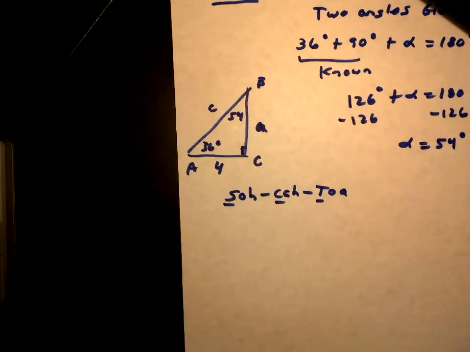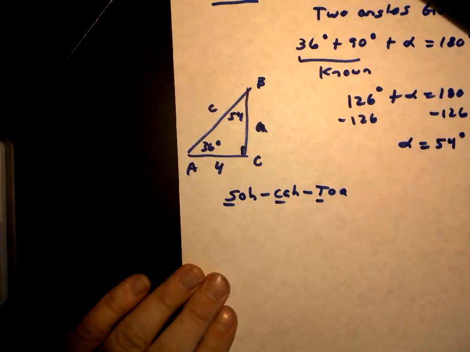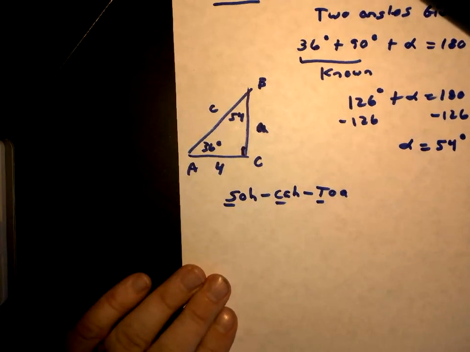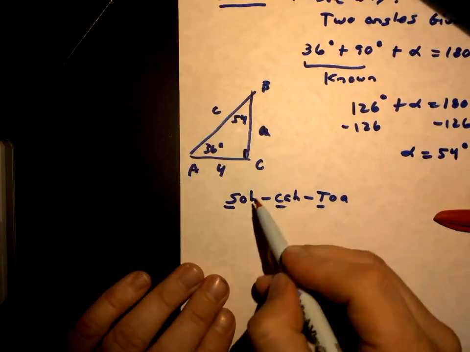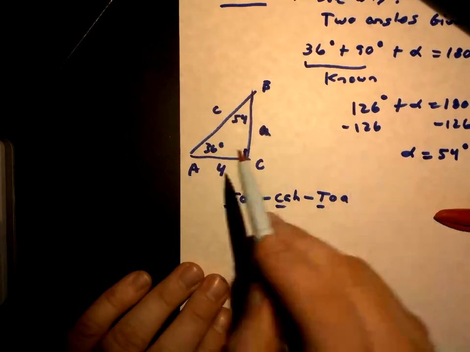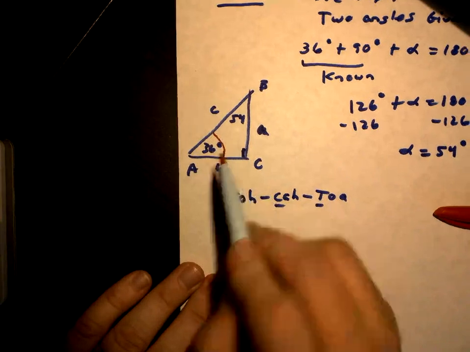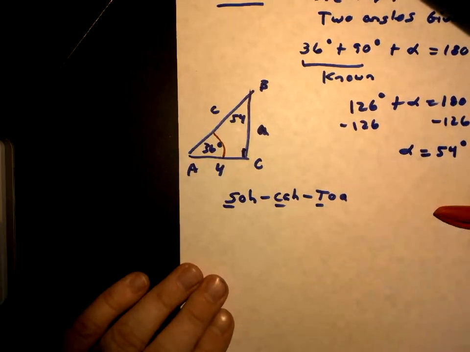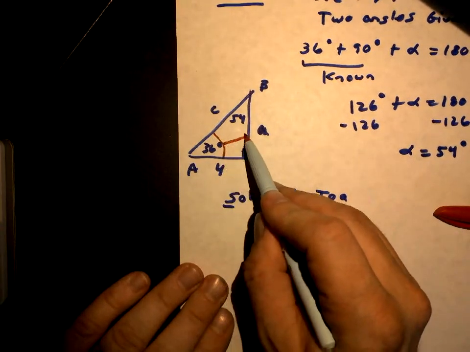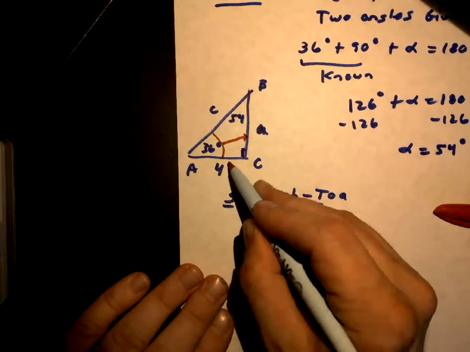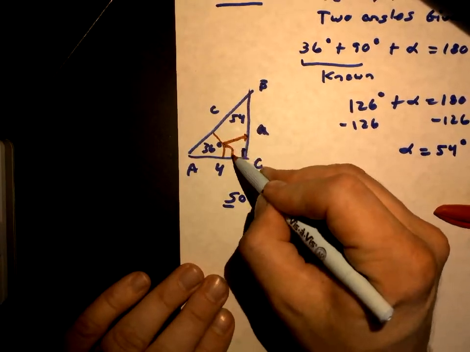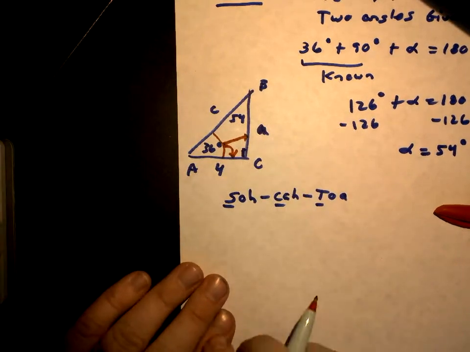And I'm going to use a different color because it really does help. So here we go. I'm going to use this angle. Why am I going to use this angle? Because it's a known angle. And I'm going to go opposite over adjacent. So opposite over adjacent. Why am I using that?